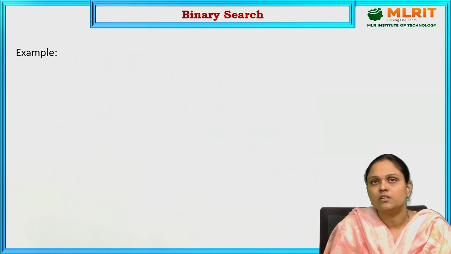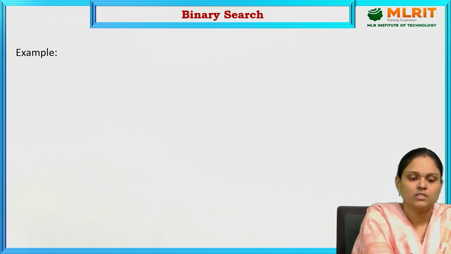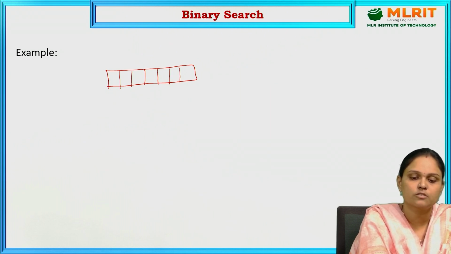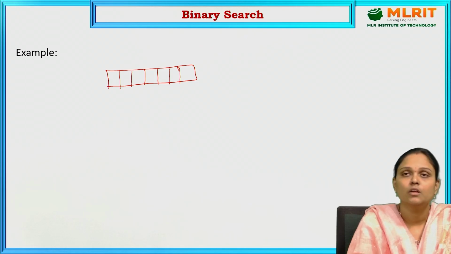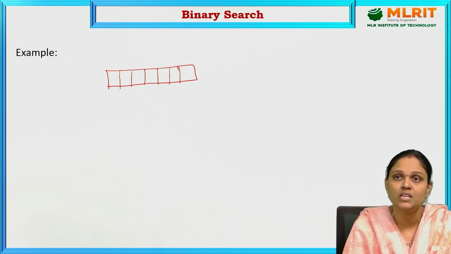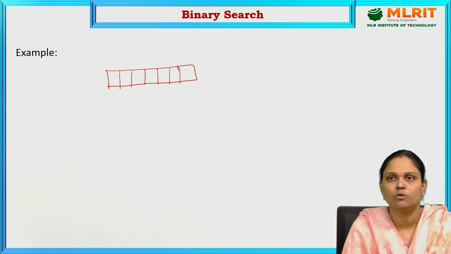And coming to an example of binary search. Consider these are the elements that we are going to take here. As we discussed, the binary search concept is only for a sorted list. For an unsorted list, we cannot use binary search because we are comparing and checking whether the middle element is less than or greater than. If it is less than, we ignore the right half and search in the left half. If it is greater than, we ignore the left half and search in the right half. So make sure that when you are applying binary search, the elements are in sorted order.